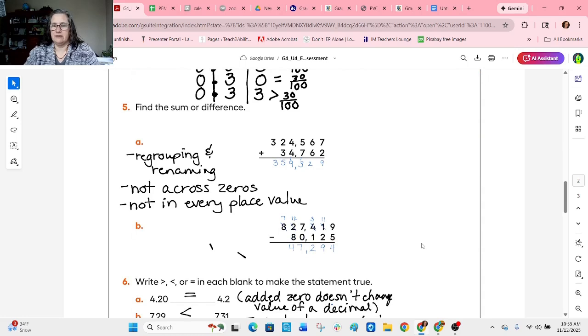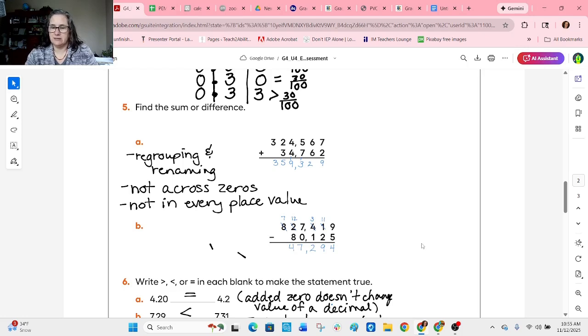Number 5 is about addition and subtraction algorithm. We want students to have a wide range of strategies, but they do have to know the algorithm because sometimes that is the best way to solve the problem. Both of these questions, some things to notice is they do involve regrouping and renaming. There is not regrouping or renaming in every place value. It's just a couple in each one.